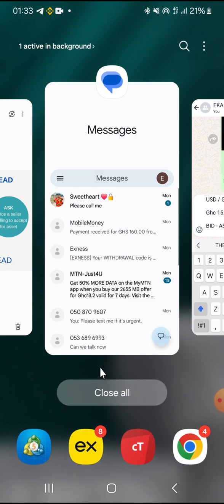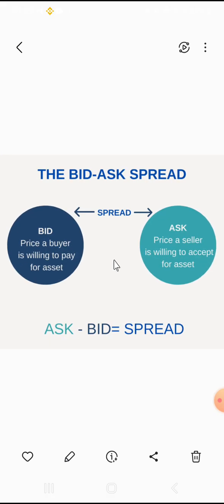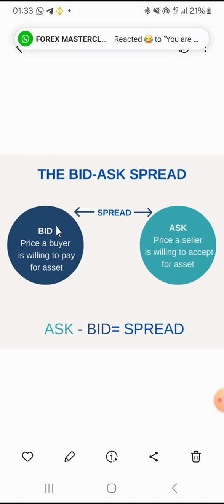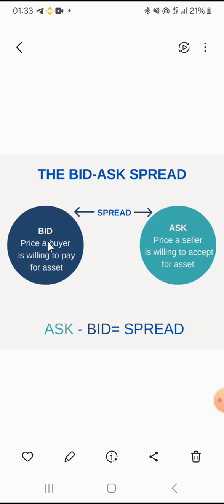All right, so the difference between the bid price and the ask price will give you the profit of the broker. So I want to use this as an example. Like I said, let's go over it once again. Bid price is the price a buyer is willing to pay for an asset. So the price you are willing to pay for the dollar. So you bought the dollar at 15 Ghana cedis, and then the ask price is the lowest price a seller is willing to accept for an asset. So you went to the bank, and the bank was buying the dollar from you at 14.5. That is the lowest price you are willing to accept for selling your dollar.